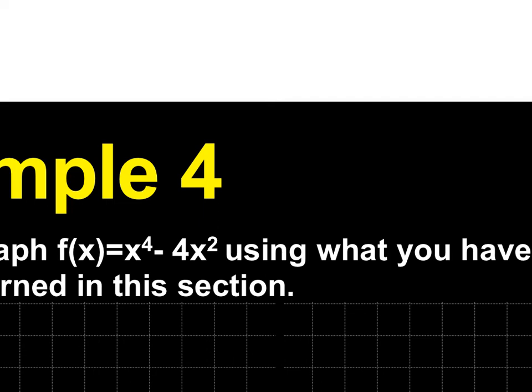Both our arrows are pointing up, right? Everybody understand that? What's my n? 4, which is even. And then the term on the front of that, the leading coefficient, is a positive 1, which means they both point up. Good so far? Okay, then I'm going to find my zeros.